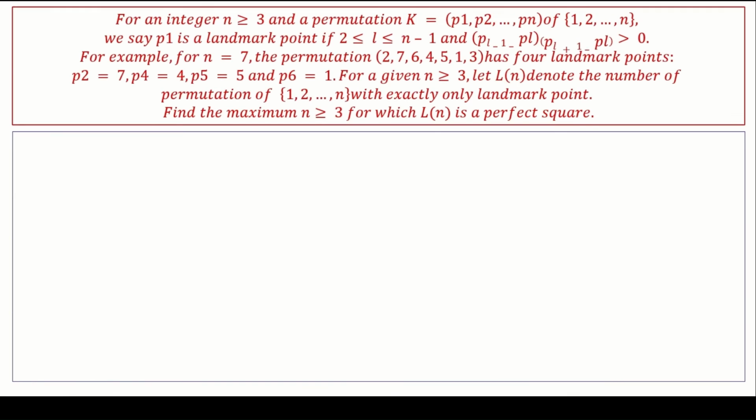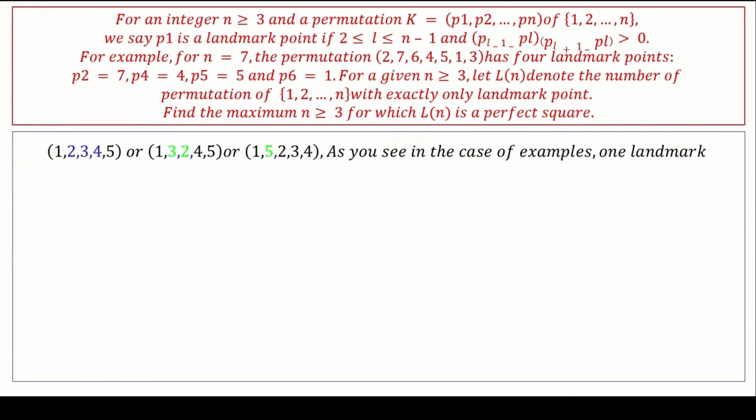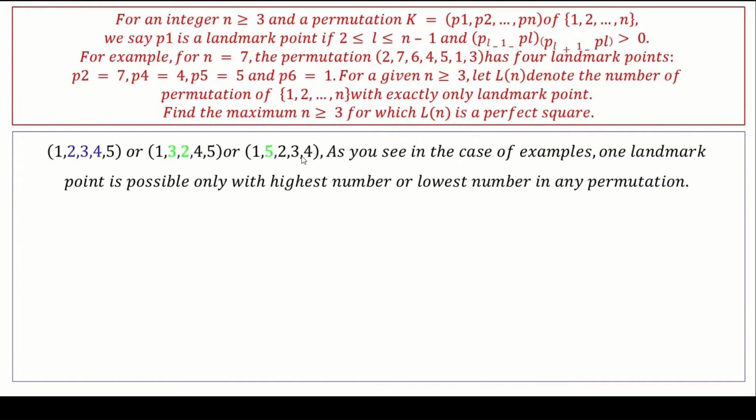So now let's go into the problem. If you take the same example, we know that only 1, 5, 2, 3, 4 has one landmark point. If you observe carefully, a landmark point is possible only with the highest number and the lowest number in any permutation. The rest should all be in sequential order, ascending or descending basically.